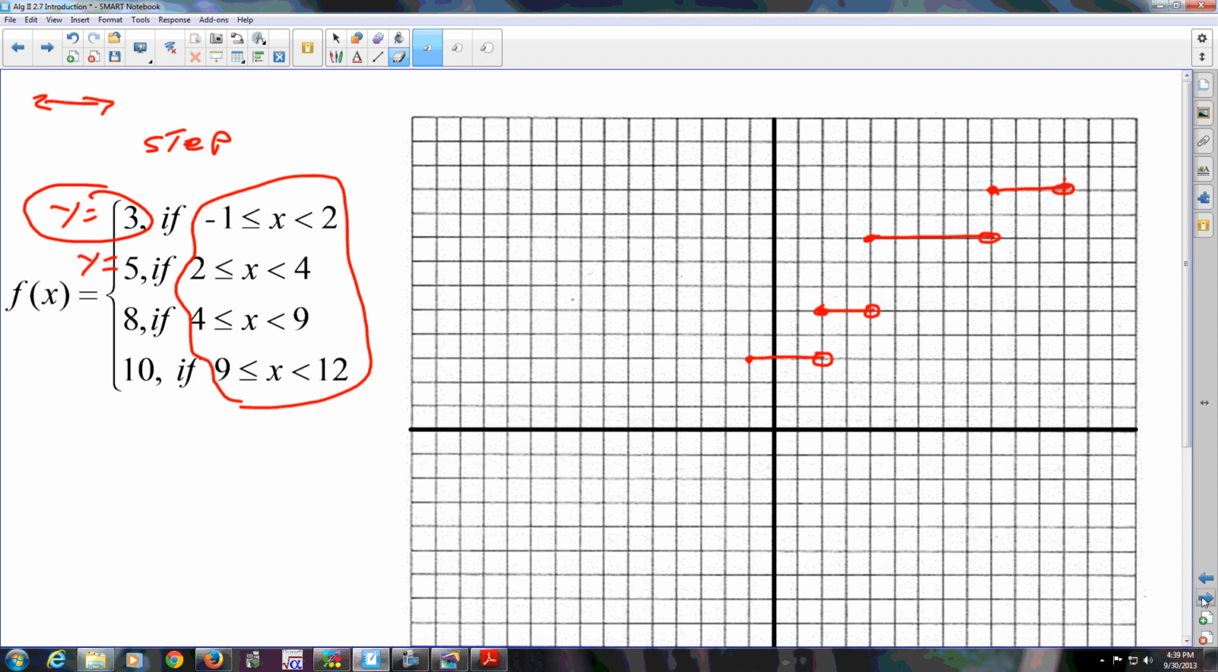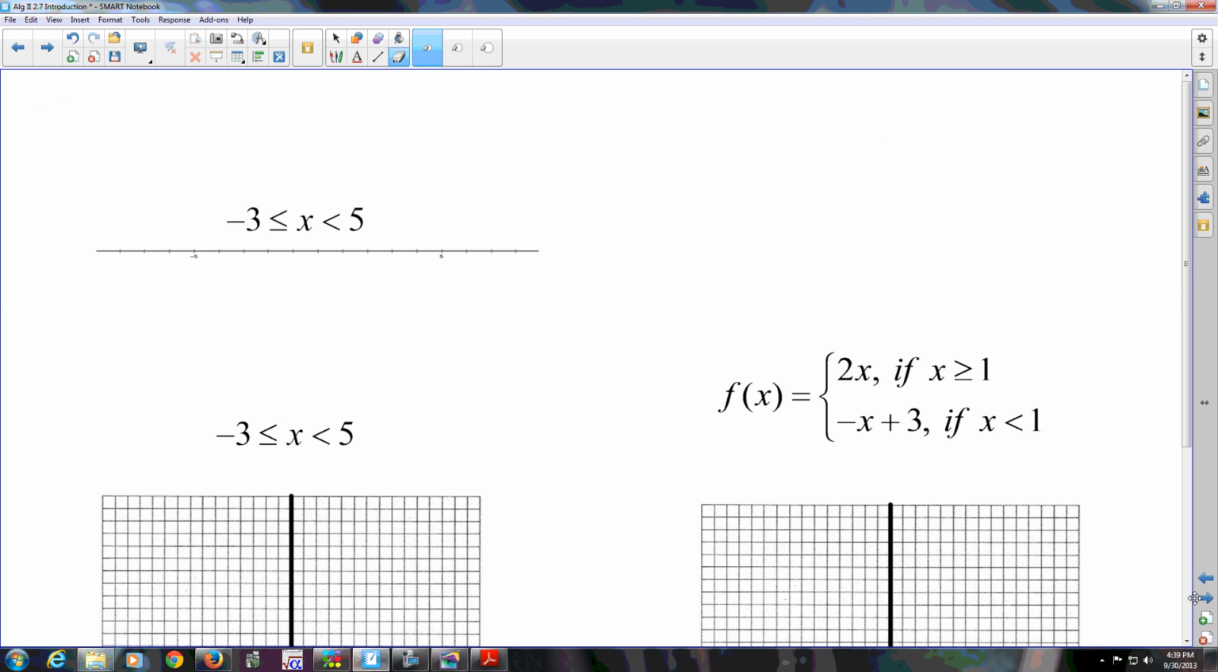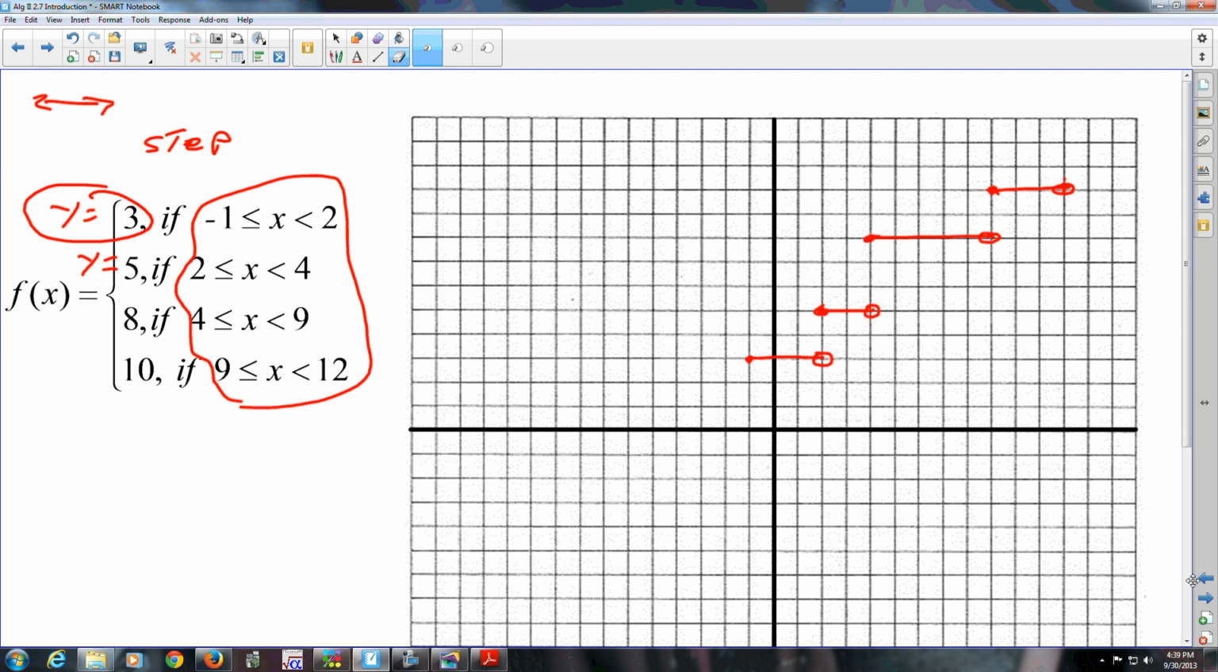I have 2 more graphs on this page, but that's actually ahead of where we need to be. For your homework tonight, you only need to be worrying about stuff that I've showed you so far. So on the bottom of your assignment sheet, that's your homework. Have a good one.